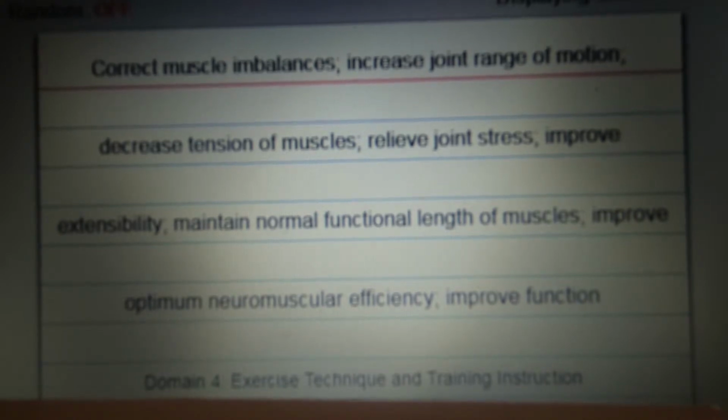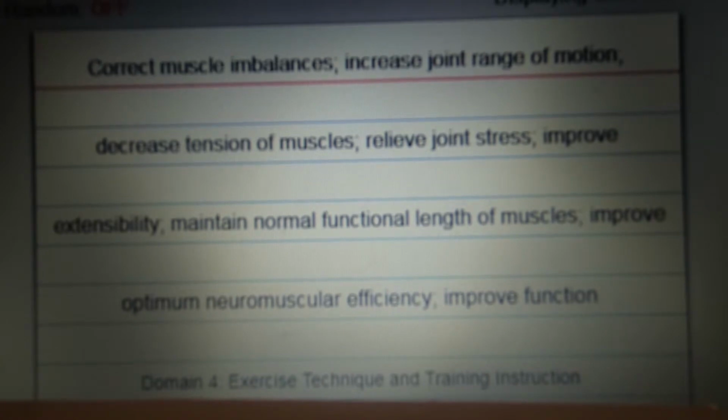What are the 8 reasons for the incorporation of flexibility training? Correct muscle imbalances, increase joint range of motion, decrease tension of muscles, relieve joint stress, improve extensibility, maintain normal functional length of muscles, improve optimal neuromuscular efficiency, improve function.